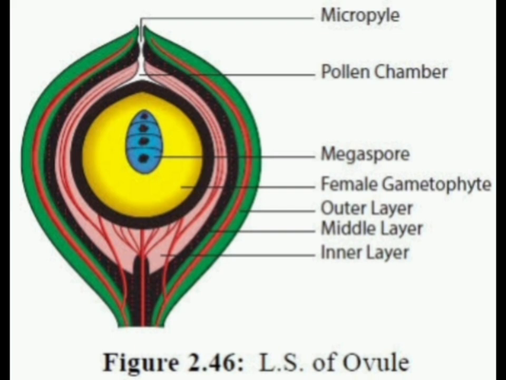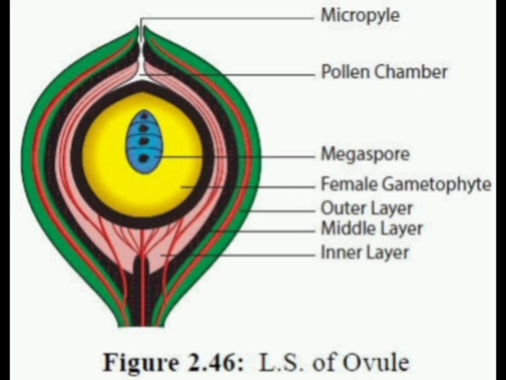This megaspore mother cell will undergo reduction division or meiotic division and form 4 haploid megaspores. So the 4 haploid megaspores are formed as a result of reduction division from a single megaspore mother cell which is diploid. The lowermost megaspore alone acts as the functional megaspore, whereas the upper 3 megaspores degenerate and provide nourishment to the functional megaspore.